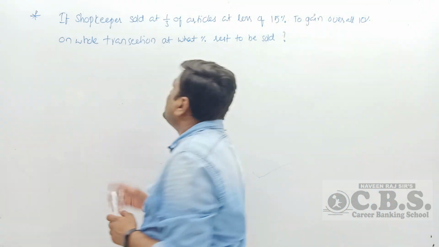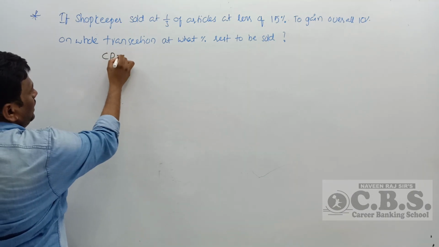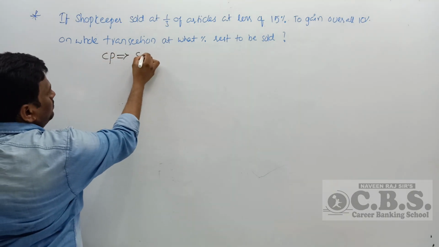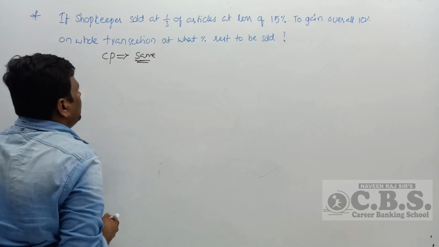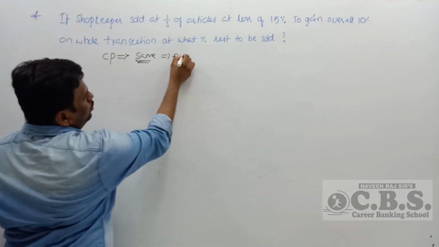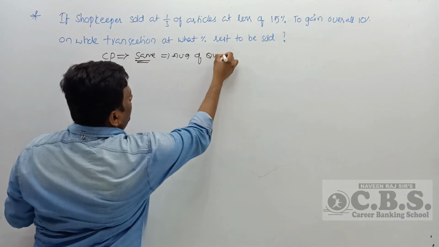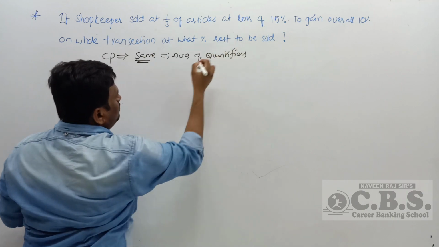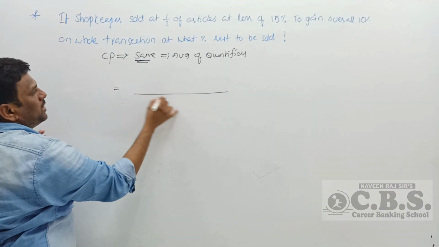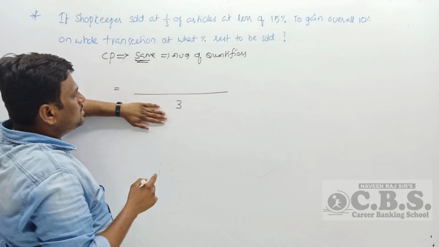In this question he mentioned the number of articles with a fraction. Definitely you can directly know the cost price is same. Cost price is same, so what are we going to do? Do the average of the given quantifiers. What are the quantifiers? Profit and loss. How many articles in total are given? 3, because the given fraction is 1/3. So there are 3 articles.